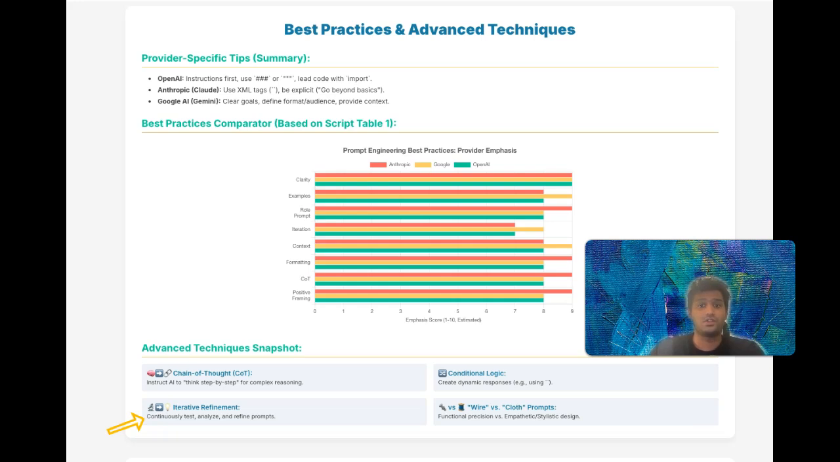Did it lack crucial context? By empathizing with the AI's misinterpretation, you can make more effective refinements. This is more than just trial and error. It's a systematic process of diagnosing and improving your communication with the AI.